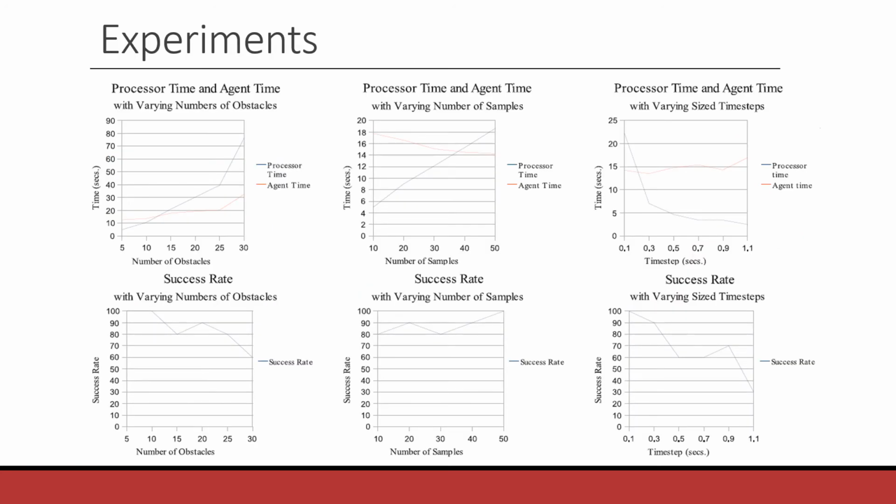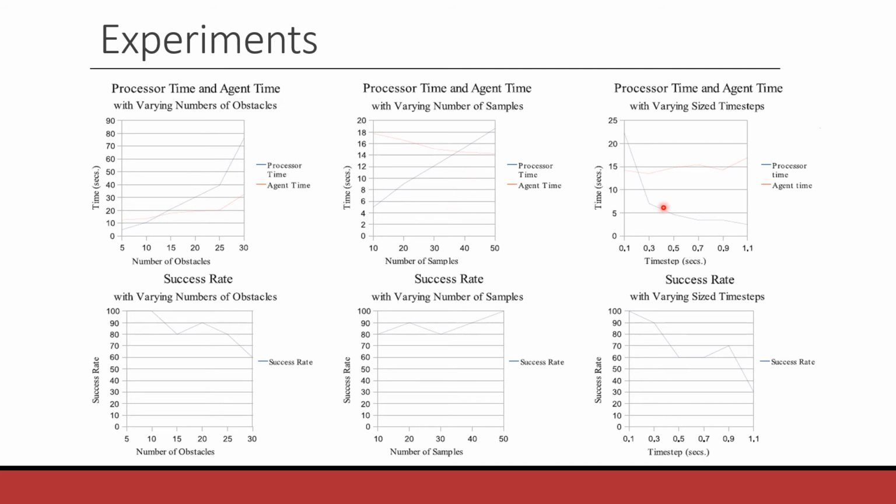So based on this, the authors did some experiments. Here we can observe that the first experiment is on processing time and agent time with varying the number of obstacles. As we increase the obstacles, at around 15 obstacles, it stops being real time, so the processor time is more than the agent time. Also, if we increase the number of samples, then the agent becomes faster. But at 40 samples, the simulation stops being real time again.